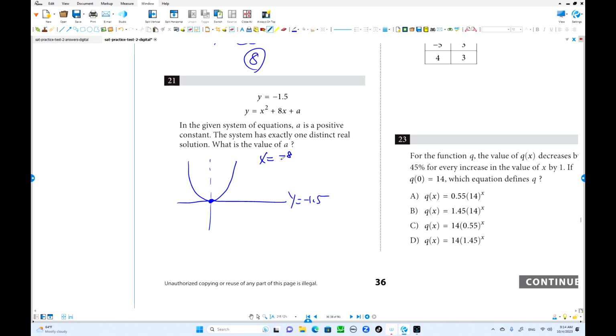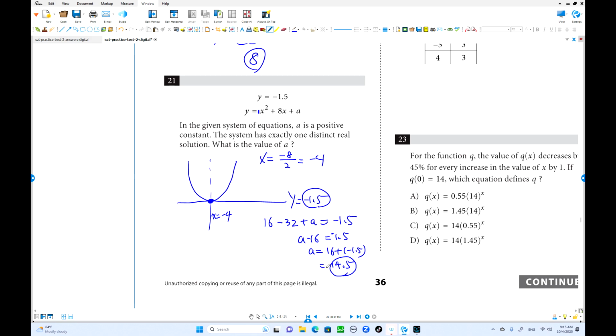The axis of symmetry, what is it? x equals negative 8 over 2 times a, which is 1, so 2, right? When x equals negative 4, it has the minimum value of y. Put this number in again. Negative 4 squared is 16. 8 times negative 4 is negative 32, plus a. It should equal what? Negative 1.5, okay? So 16 minus 32 plus a equals negative 1.5, so a minus 16 equals negative 1.5. A equals 16 minus 1.5, which is 14.5. That is the answer, okay?